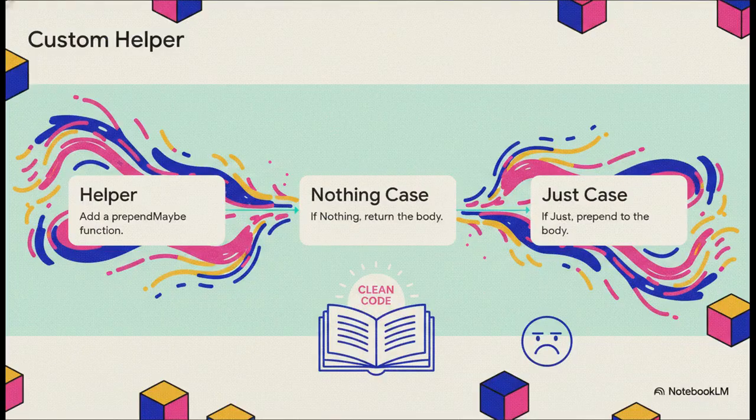So how do we actually fix a headache like that? Well, Ang's first attempt was to just write a custom helper function to make the logic completely explicit. Step 1. Create a prepend maybe function. Step 2. Handle the nothing case, where you just return the body. And Step 3. Handle the just case, where you actually prepend the metadata to the body. Now this absolutely works, and it completely strips away that confusing point-free syntax. But, unfortunately, it adds a bunch of extra boilerplate to the project. You're suddenly writing and maintaining custom logic for what's actually a relatively simple operation.